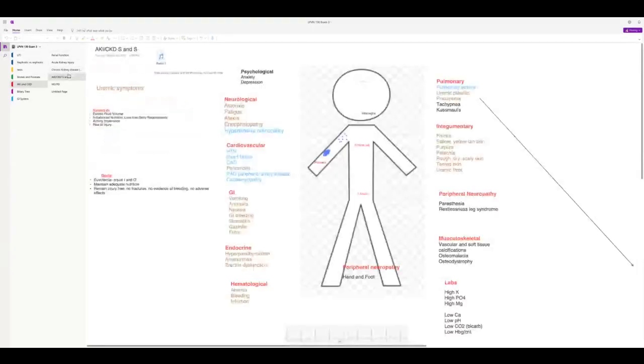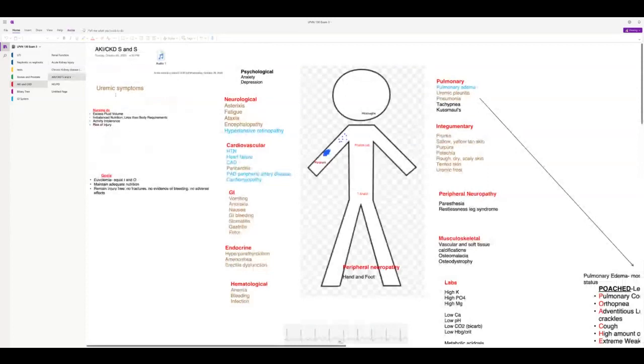Here, the symptoms in brown are symptoms of uremia. Asterixis is hand flapping, along with ataxia and encephalopathy. Uremia is neurotoxic and it irritates the mucous membranes, so they're going to have stomatitis and gastritis. So these are all the signs and symptoms of uremia.